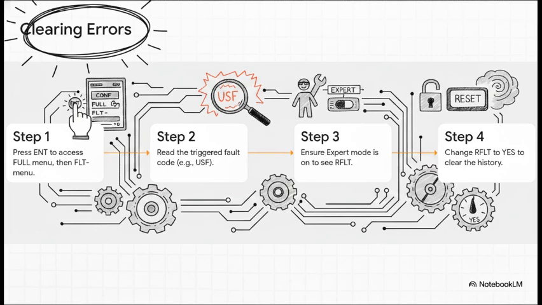Step 3, to properly clear out the error history and get a fresh start, you have to make sure your access level, that's the LAC parameter, is set to expert. That's the secret to unhiding those advanced options. Step 4, scroll down to RFLT, press Enter, turn your dial to flip it from NO to Yes, and press Enter one last time. The drive clears its memory, and you are officially ready to command a restart.